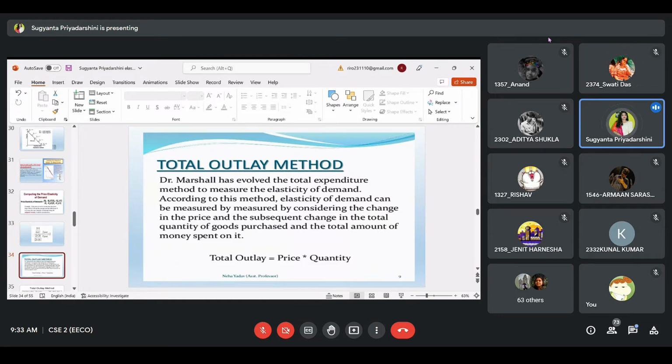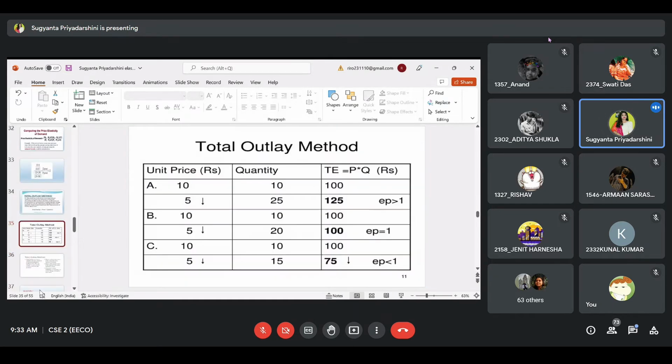So let us try to link it with your elasticity. Try to understand this one. It is very interesting, this very question. You can see there are three situations I have assumed: A, B and C. Just mark under A, when the price was 10, 10 units of the commodity were demanded, as a result of which the total expenditure was 100. But when the price reduced from 10 to 5, the quantity demanded increased from 10 to 25, as a result of which your total expenditure became 125.